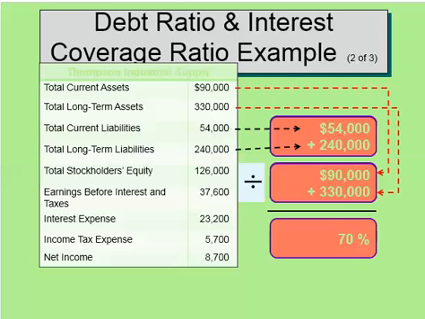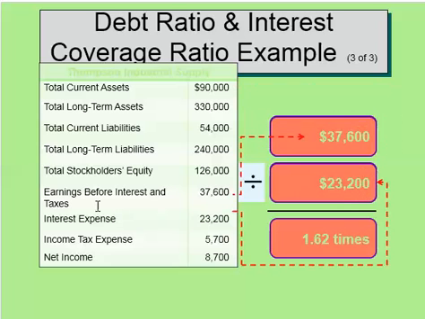Then if we look at the interest coverage ratio, remember that's earnings before interest and taxes. In this particular example, it's already calculated for you, divided by the interest expense. So this is a ratio of 1.62 times. So this particular company can pay the interest on their debt 1.62 times with their earnings.